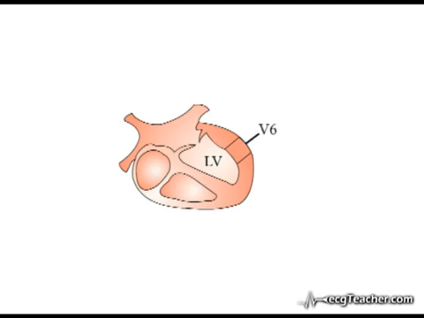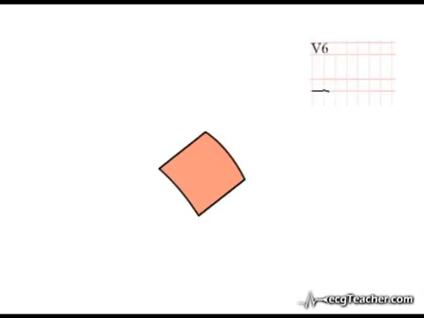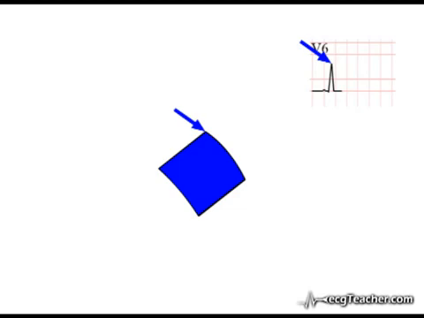As explained in video 2 of section 1, depolarization begins in the endocardium and spreads outwards to the epicardial surface of the heart. Depolarization moving towards V6 produces an R wave, and the peak of the R wave represents the moment when the depolarizing wave has reached the epicardial surface of the ventricle.